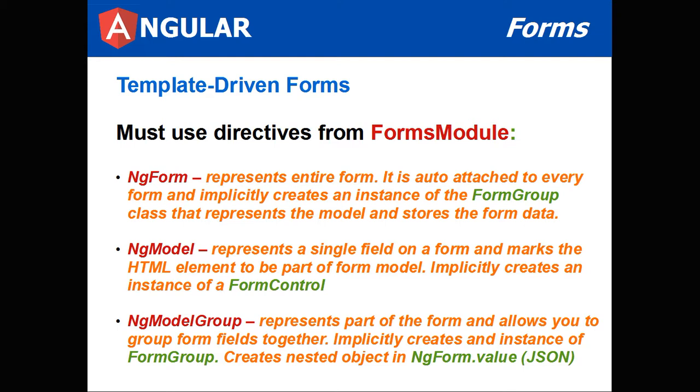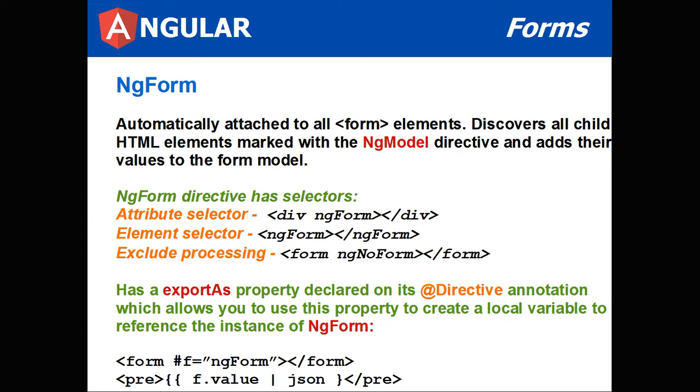Keep in mind, I'm listing these directives, but the directives are automatically creating these instances, and it's a simpler way to program, because a lot of stuff is being done implicitly for you with template-driven forms. The NgForm, automatically attached to the form elements, discovers all child HTML elements marked with the NgModel directive and adds their values to the form model. The NgForm directive has selectors: an attribute selector, an element selector, and an exclude processing.